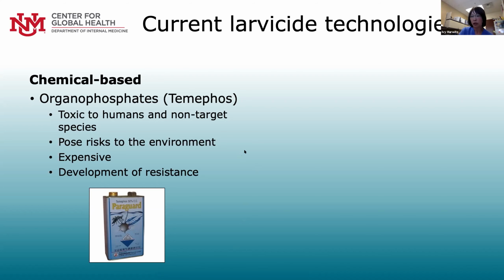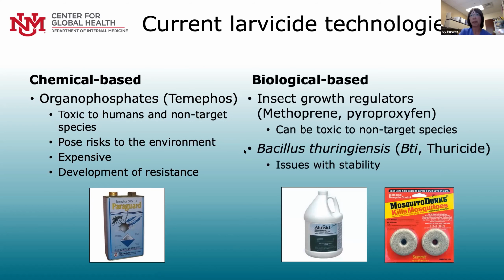Another method of larvicidal control is to use biological-based methods. The first one here is the use of insect growth regulators, specifically methoprene and pyriproxyfen. Basically, these insect growth regulators interrupt the life cycle of the mosquito. They will not allow the insect to go past the pupation stage. These are highly efficacious. However, they can also, again, be toxic to non-target species.